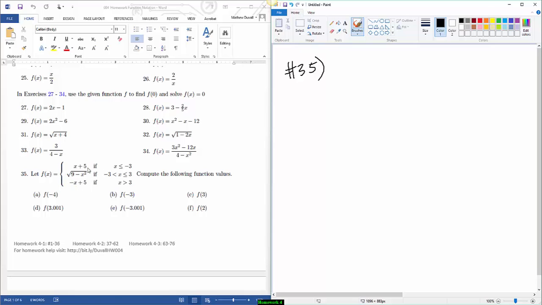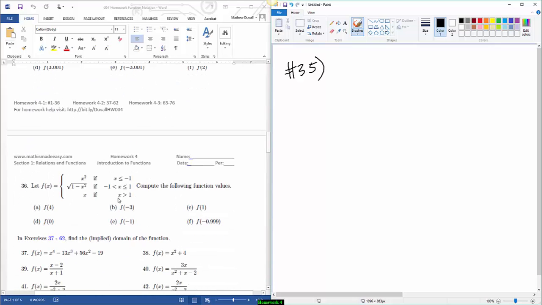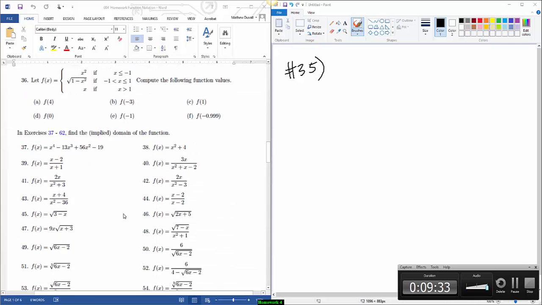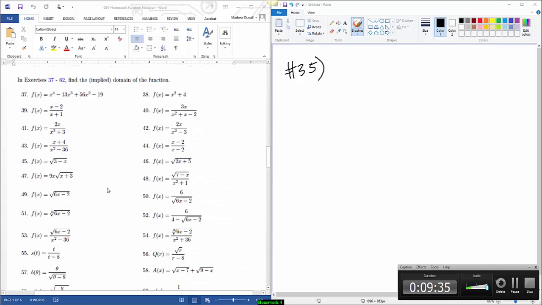And so you have to go through and compute which one you have to plug it into. And the same thing goes here. You're going to take these values and plug them into those corresponding ones, and you have to decide which one is going to work based on that. Alright, so now the next one, it says 37 through 62.